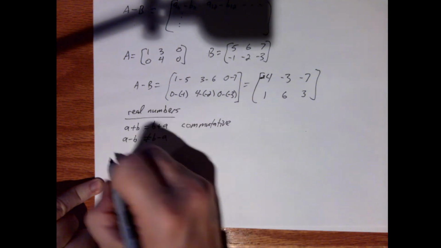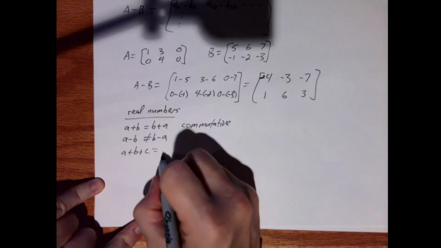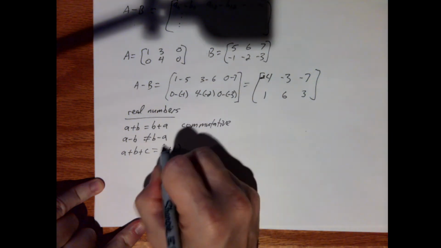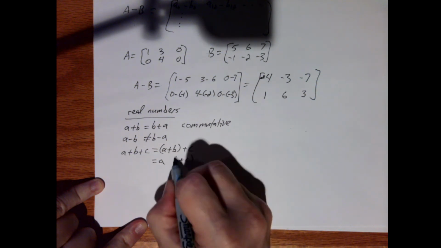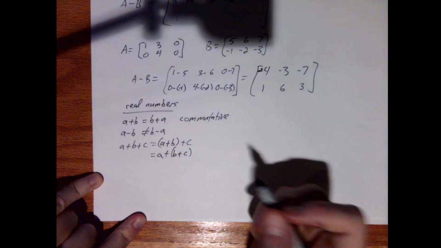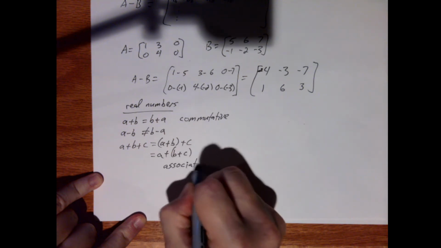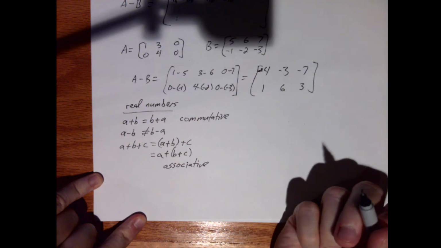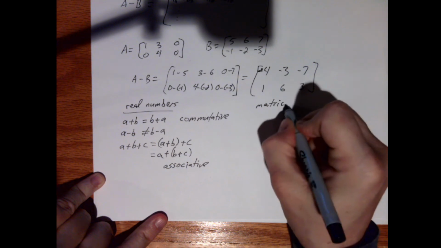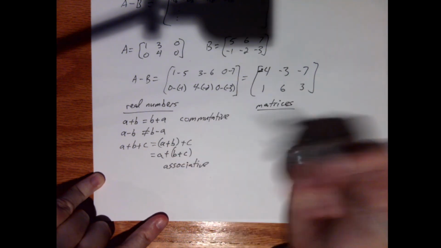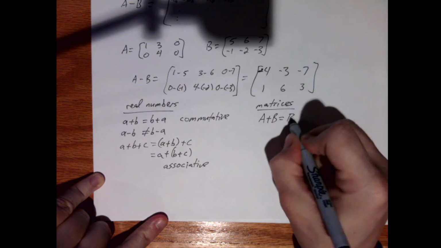Then we also know that given a plus b plus c, we need to either add a and b together first and then add c to that, or add b to c first, then add a to that. Okay, this is associativity. So we say addition is associative. Well, matrices? Turns out each of these is the same. So a plus b, where these are matrices, is equal to b plus a.